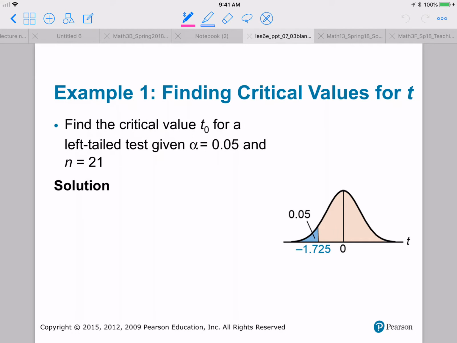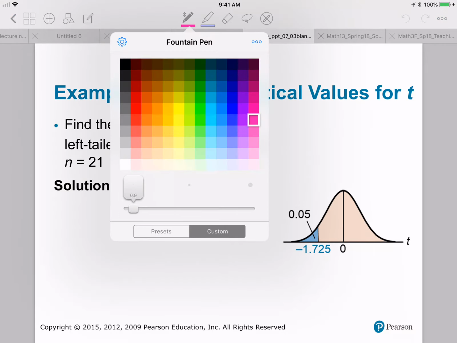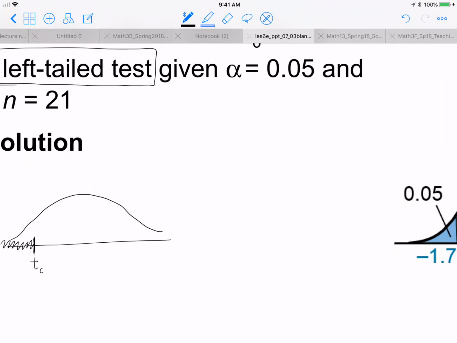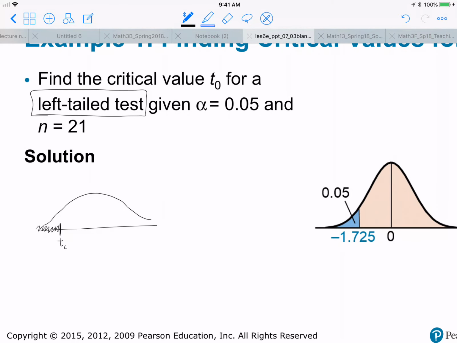Okay, here we go. Find the critical value t0 for a left-tailed test given that alpha equals 0.05 and n equals 21. Once we know that it is a left-tailed test, that tells us that we can draw a sketch, and it's going to be something like this. And what we want is this value right here. This will be our critical value. Remember, when we want to know a value and we have an area, we use inverse t. We're given that alpha is equal to 0.05. So what that means is that we've got a 5% maximum tolerance for making a type 1 error.